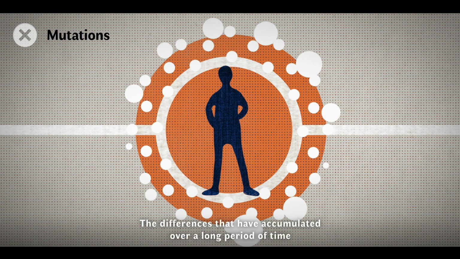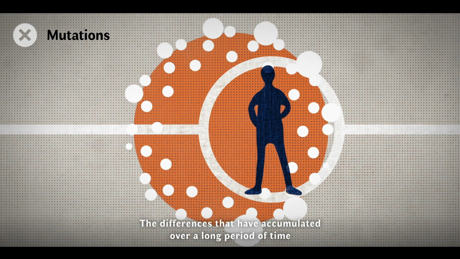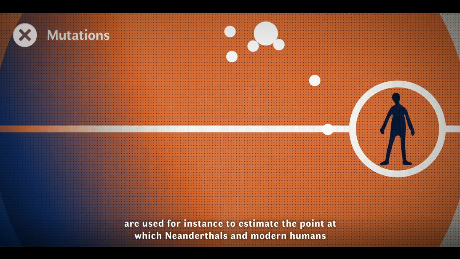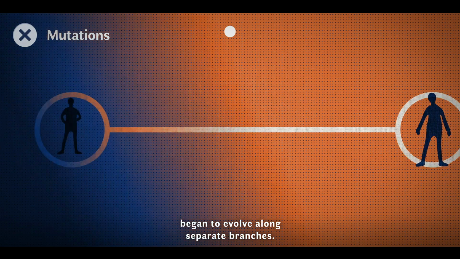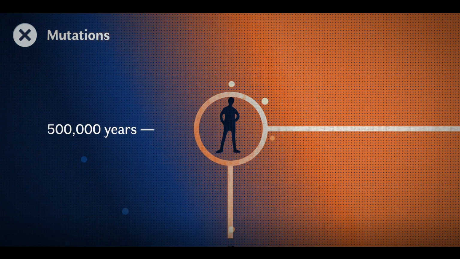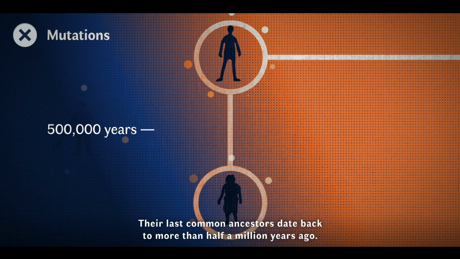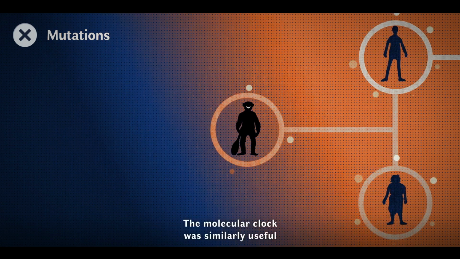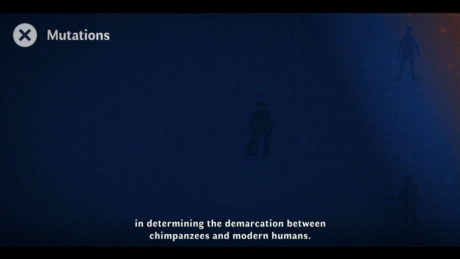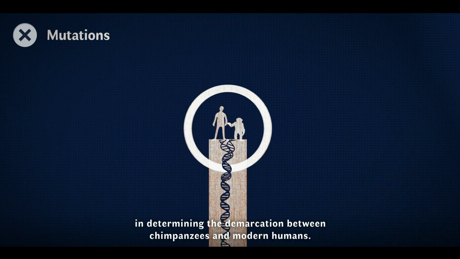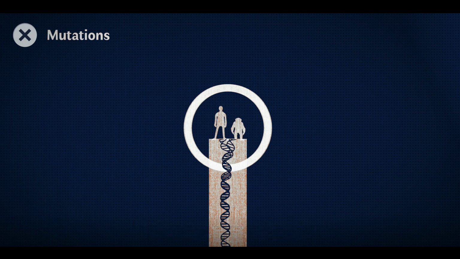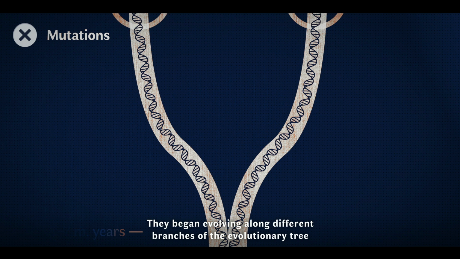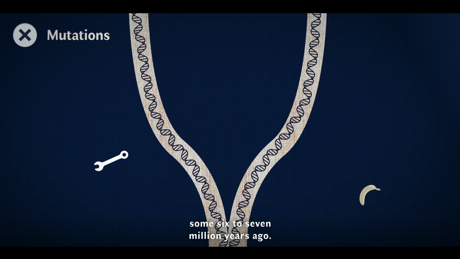The differences that have accumulated over a long period of time are used, for instance, to estimate the point at which Neanderthals and modern humans began to evolve along separate branches. Their last common ancestors date back to more than 500,000 years ago. The molecular clock was similarly useful in determining the demarcation between chimpanzees and modern humans. They began evolving along different branches of the evolutionary tree some 6 to 7 million years ago.